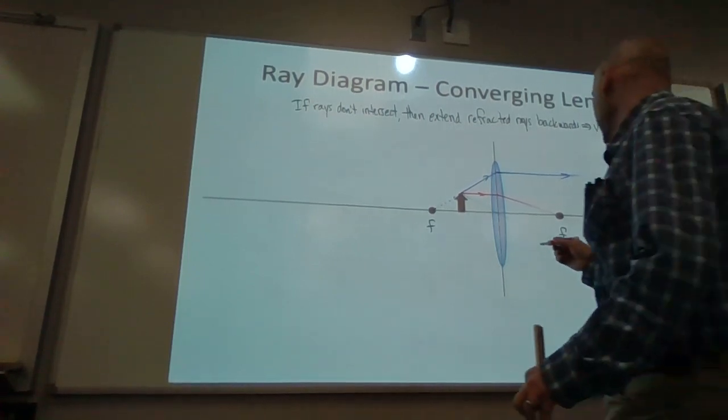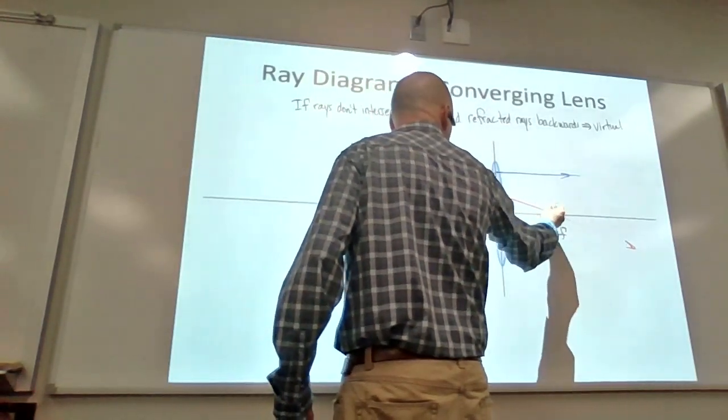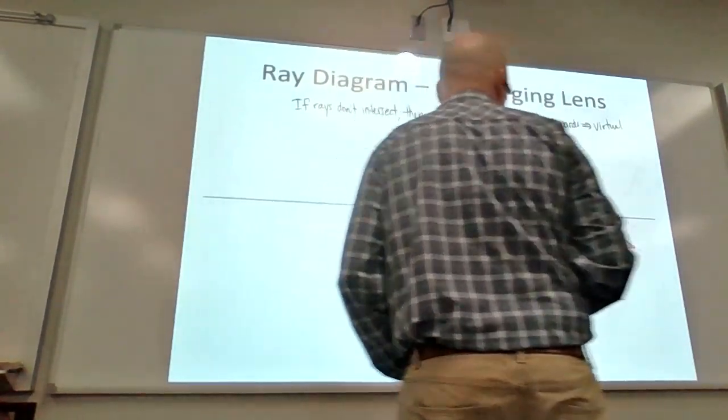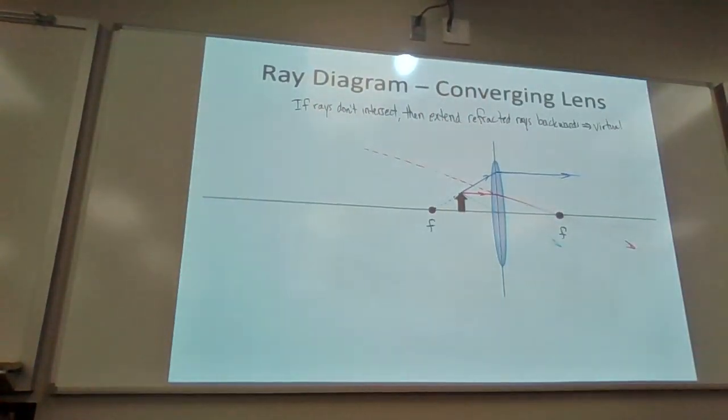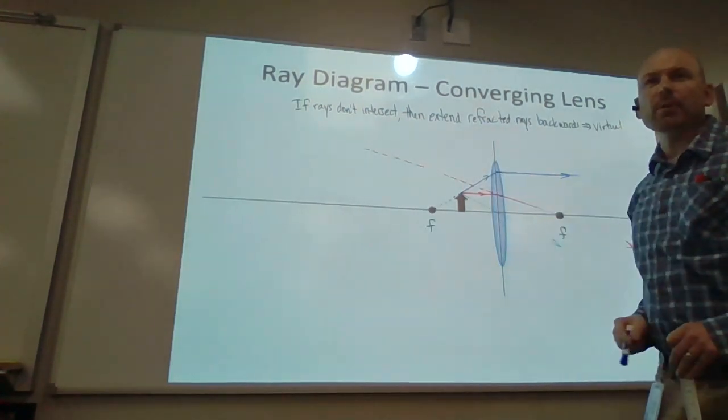Here we go. Here's the red one. Which one's refracted, A or B? B. So I'm going to extend the refracted ray backwards. That's what I mean by that. Okay. Dashes. No. Just don't make a solid line. But that's what this means. We're extending it.